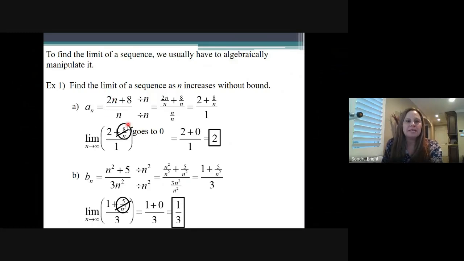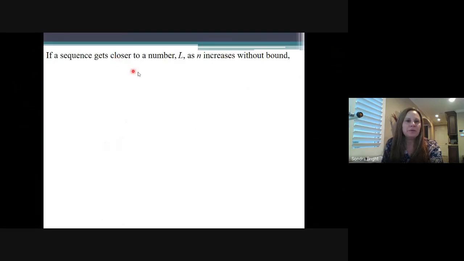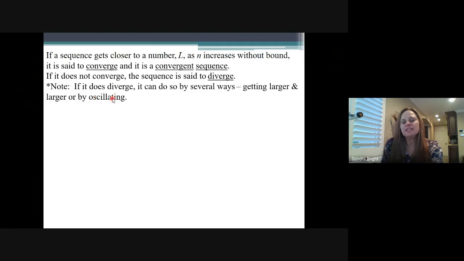All right. If a sequence gets closer to a number, we call it big L, that's the limit, as n increases without bound, it is said to converge, and we call it a convergent sequence. So if there is a limit as n goes to infinity, we say it converges. If it doesn't converge, we say that the sequence is said to diverge, or it's divergent. If it does diverge, there's lots of ways it can happen. It might just be getting larger and larger. The terms are getting larger and larger.